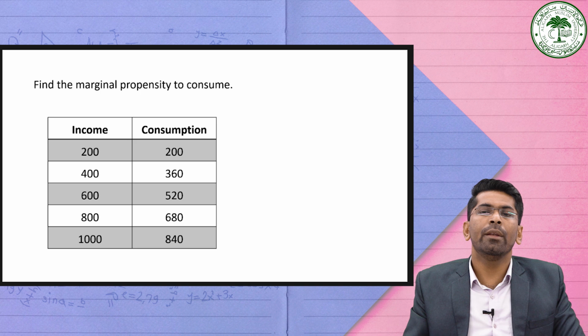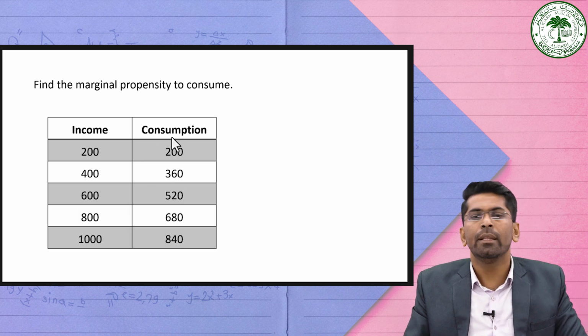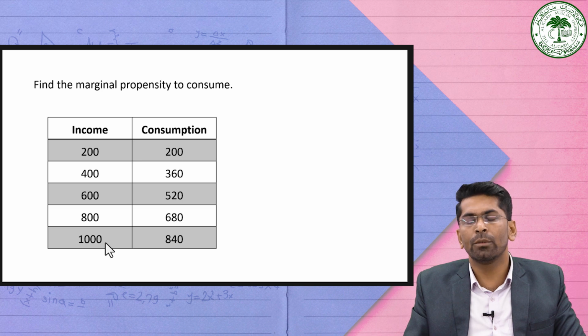Now let us look at a numerical example by considering an income consumption function, giving an input output table, and we want to find the marginal propensity to consume. In the table, the income of the consumer is given and consumption is also given. When the income of the consumer was 200, the consumption was also 200. When income was 400, the consumption was 360. When income increased to 600, the consumption increased to 520, and so on. When income was increased to 1000, consumption was 840.